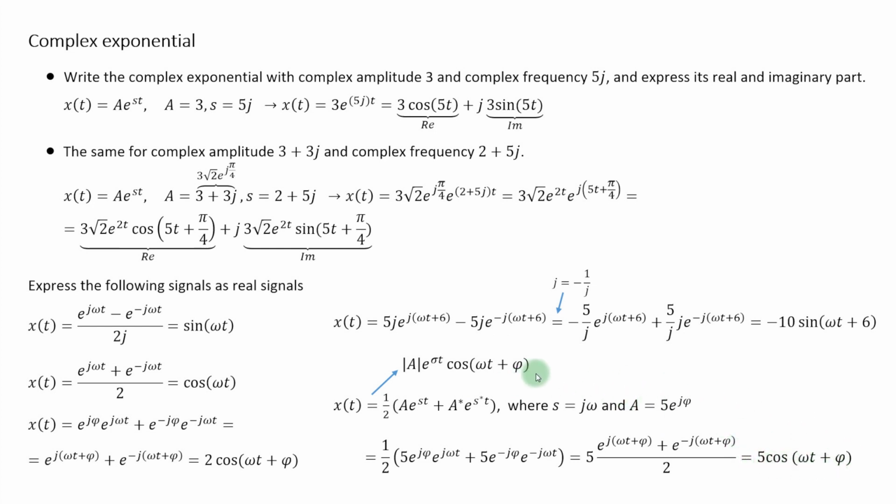Now if you do not remember this formula, you can just take these values and substitute them here. That is what I have done here. Now I can just rearrange this expression into this form, and here I can identify that this is actually a cosine of omega t plus phi. So the result will be 5 times cosine of omega t plus phi.